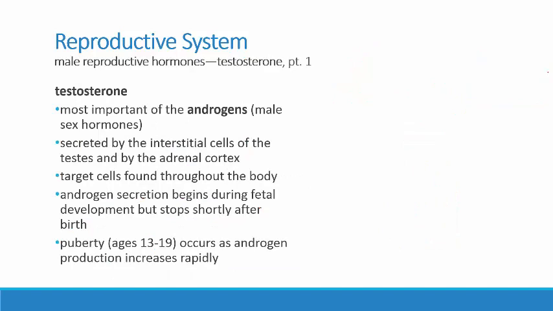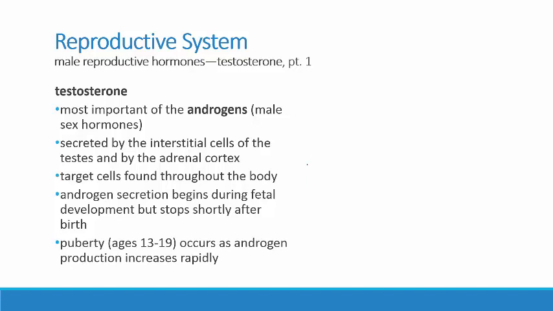Testosterone, of course, is another important hormone involved in the male reproductive system. It's the most important of those androgens. It's secreted by those interstitial cells in response to LH production in the body. Target cells are all over the body. And it turns out that very early in fetal development, there's a fair bit of testosterone running around in the little fetal body, and that is what guides the production of all of the male primary sex organs.